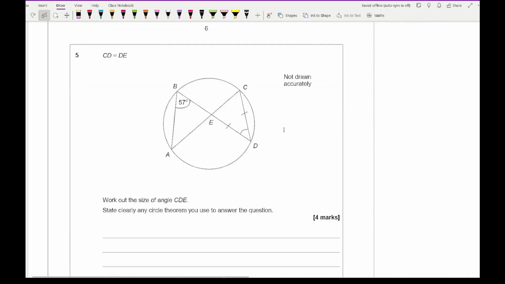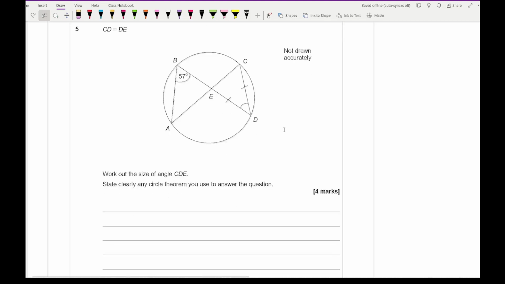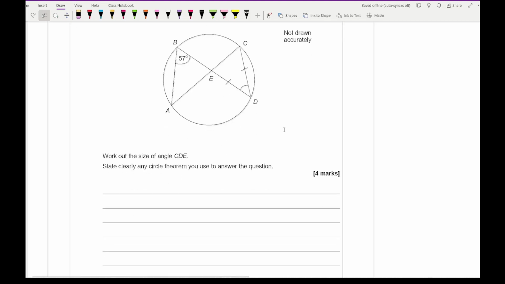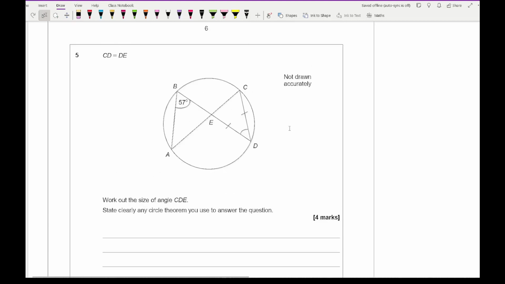Moving on to question 5, it says that CD is equal to DE, and it says work out the size of angle CDE, state clearly any circle theorems that you have used to answer the question. So let's have a look at this one then.